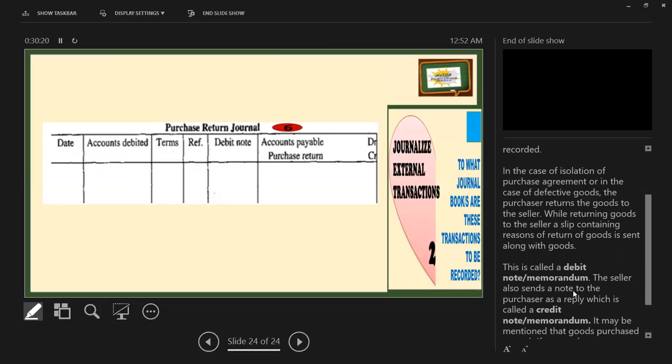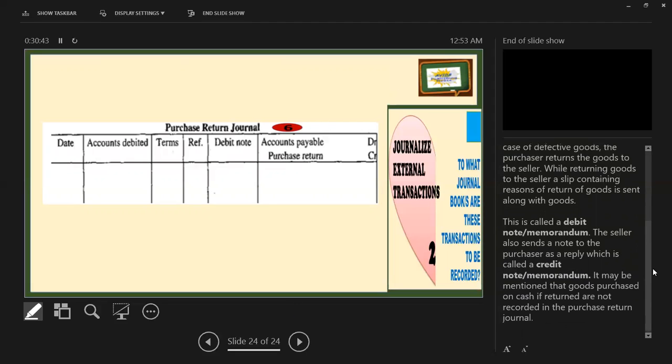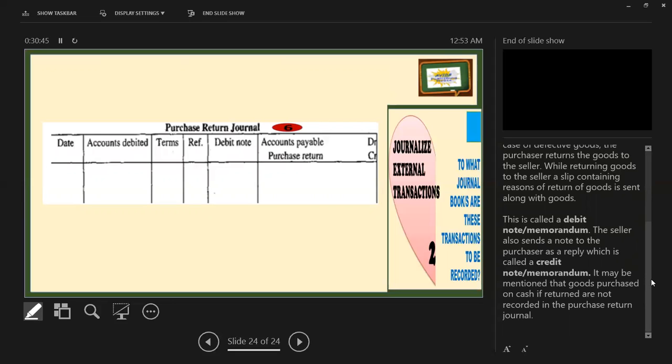This is called a debit memo, debit note, or debit memorandum. Debit memo is short for debit memorandum. The seller also sends a note to the purchaser as a reply, which we have discussed earlier, which is the credit note or credit memorandum. It may be mentioned that goods purchased on cash, if returned, are not recorded in the purchase return journal.